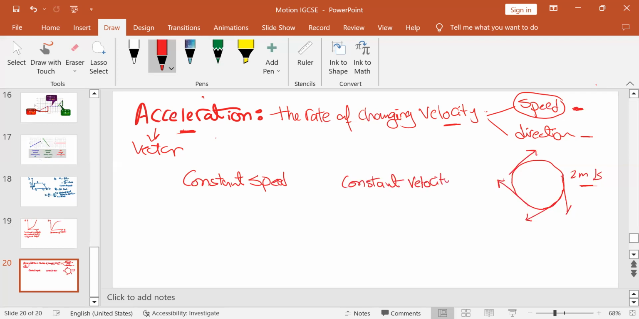Do you think there is a difference between them? No. No, there is a difference.